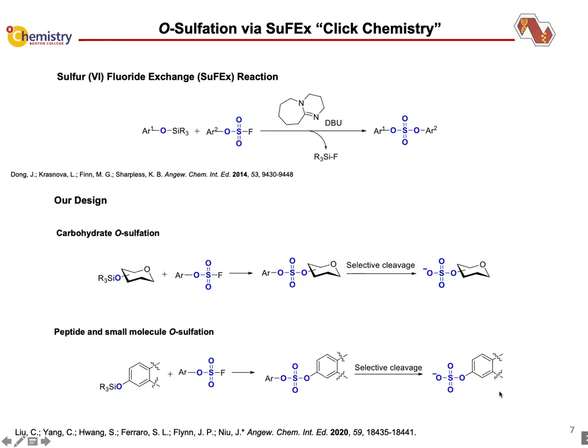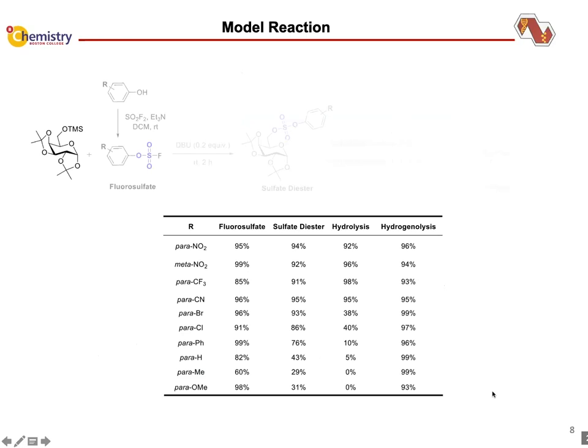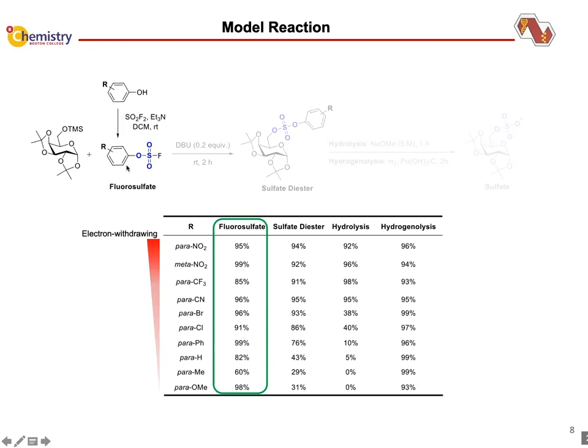All right, our investigation first began with a model reaction between a galactose 6-TMS silyl ether and aryl fluorosulfate. So the aryl fluorosulfate can be relatively conveniently generated from the corresponding modified phenols. And the reason that we want to introduce aromatic substitutions on the phenolic structure is because we want to modulate the electronic property of those fluorosulfates and study whether those modulations could actually change the reactivity of the corresponding fluorosulfate. So this reaction can be relatively efficiently conducted by simply reacting the phenols with sulfuryl fluoride.